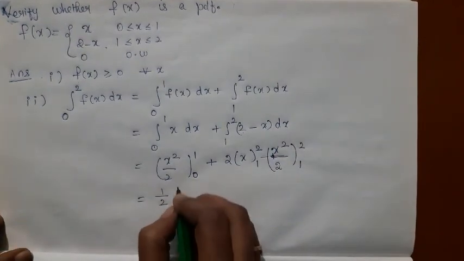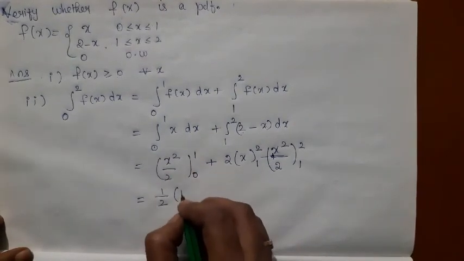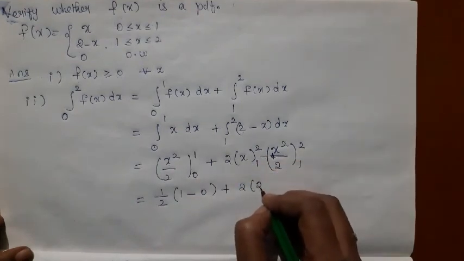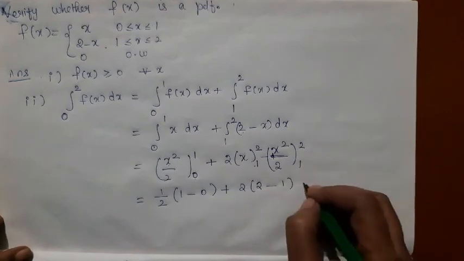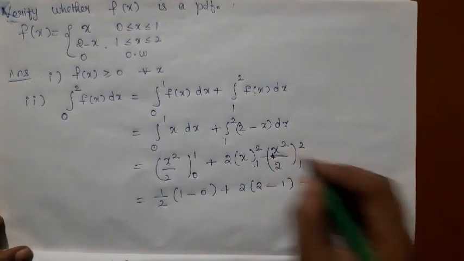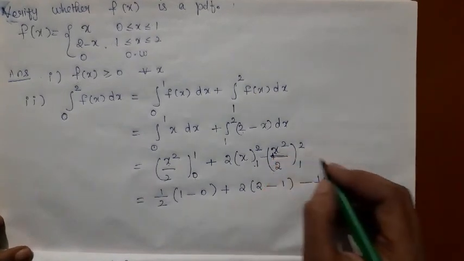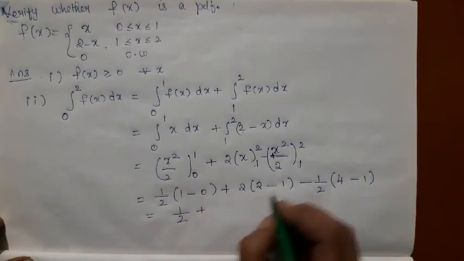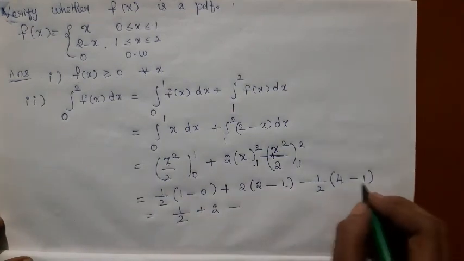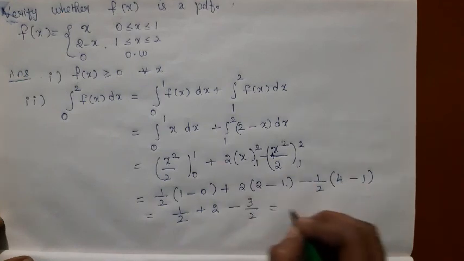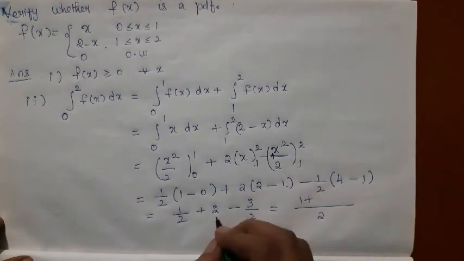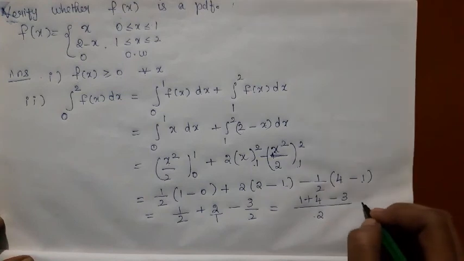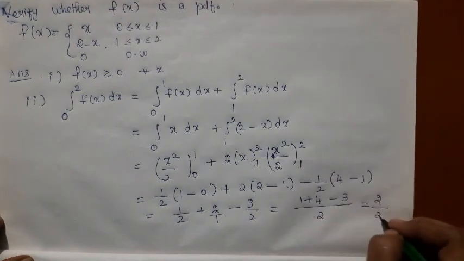Let us substitute the limits. 1 by 2, upper limit for x 1 square is 1, minus lower limit for x 0, plus 2, upper limit for x is 2, minus lower limit for x is 1, minus 1 by 2, upper limit for x is 4, minus lower limit of x 1 square is 1. So you get 1 by 2 plus 2 minus 1 is 1, 2, minus 4 minus 1 is 3 by 2. Fine. So take 2 as the LCM. Here you have 1. 1 times of 2 is 2. 2 times of 2 is 4. Minus 3. So you get 2 by 2, that is equal to 1.